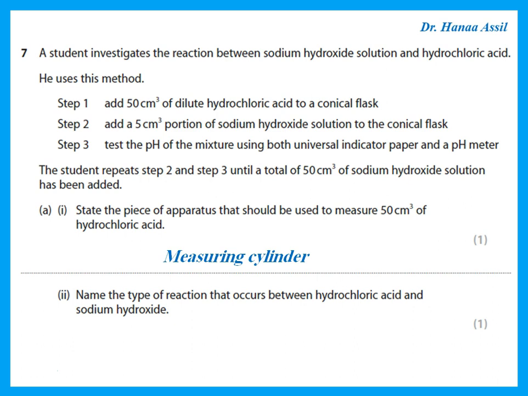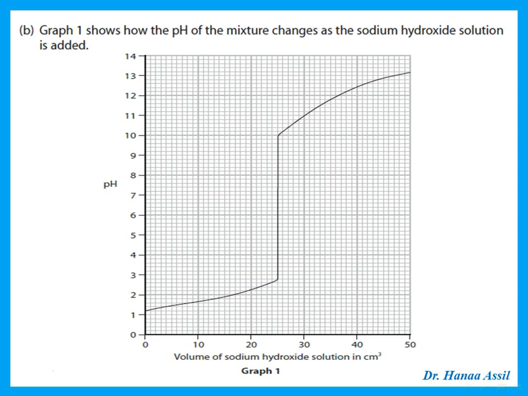Okay, name the type of reaction that occurs between hydrochloric acid and sodium hydroxide. Of course, acid plus base gives salt plus water, that is a neutralization reaction. An acid with a base has to be a neutralization reaction.